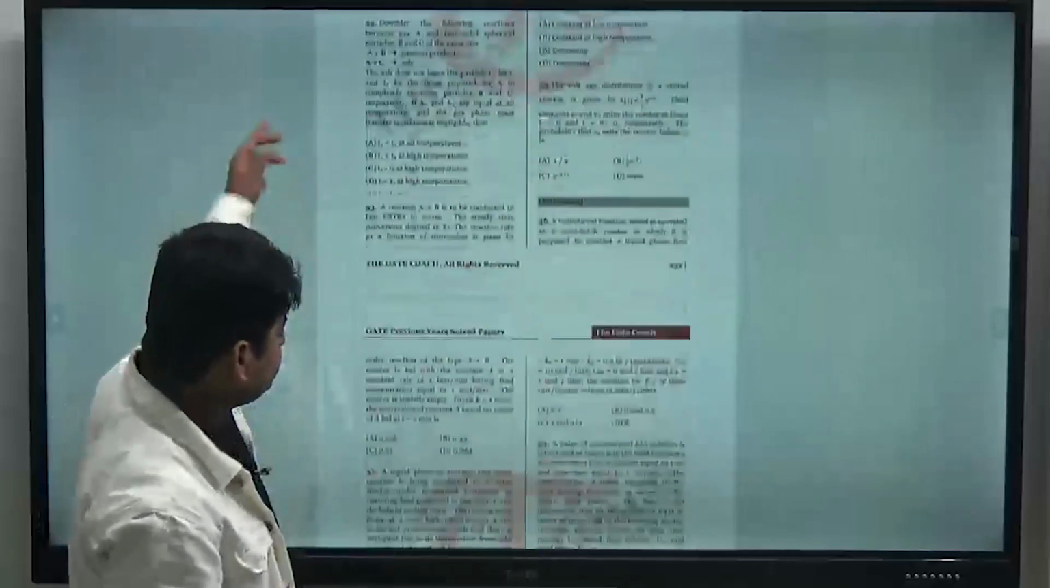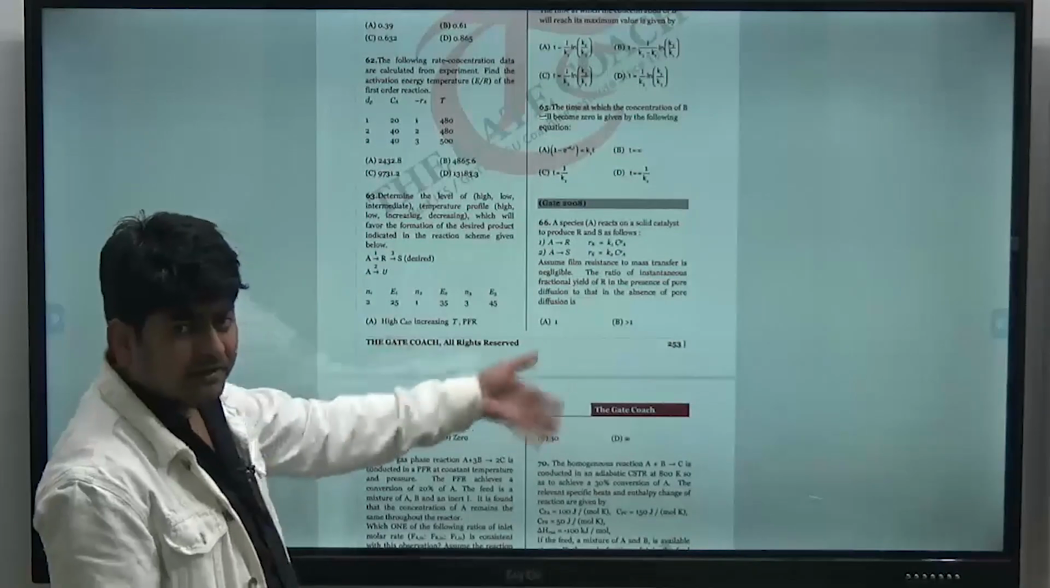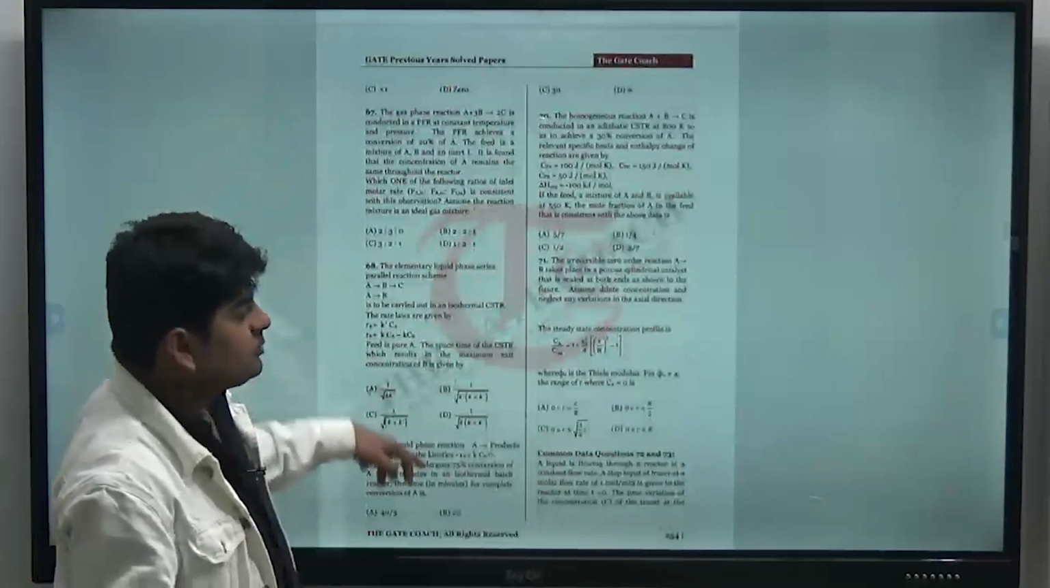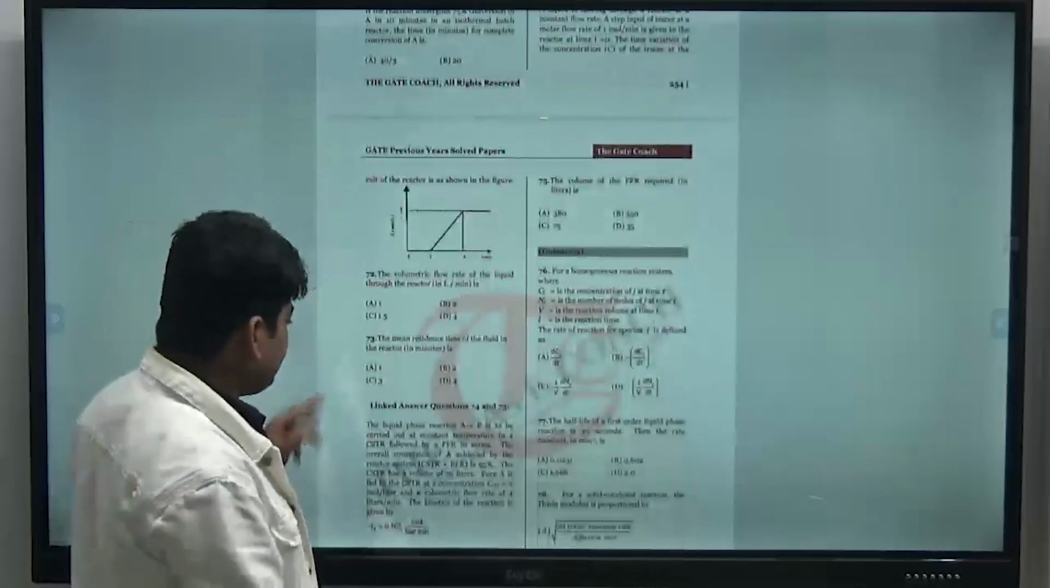Now next, similarly there are n number of questions. Okay, you can solve that by yourself, like this was 63, and further there are so many questions. One question they asked in just last year paper.